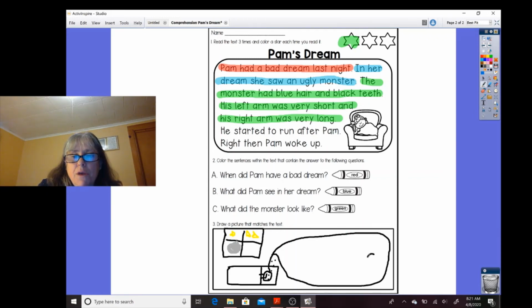So I'm going to draw Pam over here, and she's going to be like, ah! And I'm just going to give her a stick figure, and she's running. She's like, help! Oh, look at that. Help! Help! She's talking. All right, and then the monster. So here's my monster. I'm going to give him a body and some legs. And then I have to go back into my story to find out what he looks like.